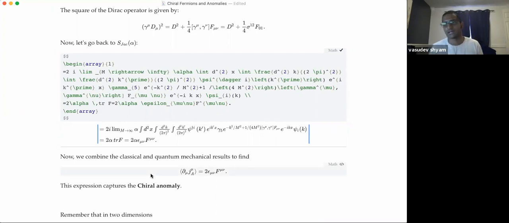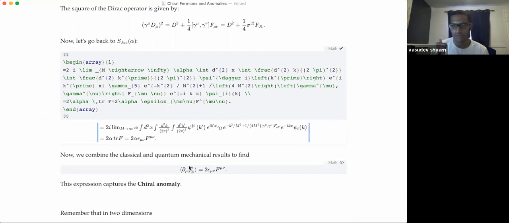So if you just took the naive trace, then you're going to get 0. Right? So if you have antisymmetric forms, the real trace is going to have to be with the epsilon sign. And you get the final result. So you get the expectation value of what we had before, right? The divergence of this chiral, this axial current, right?